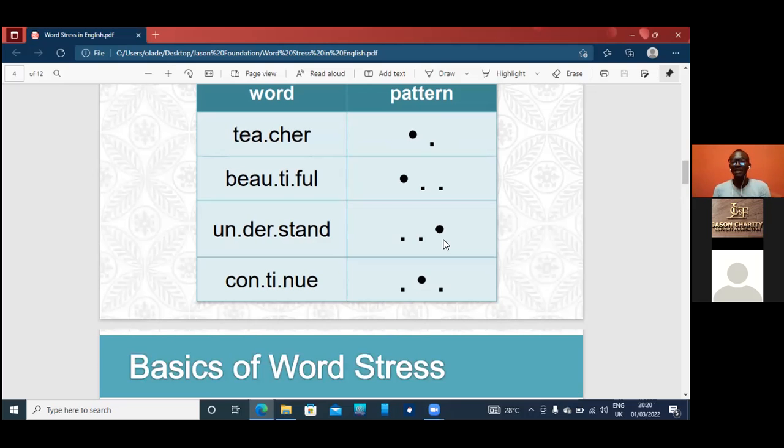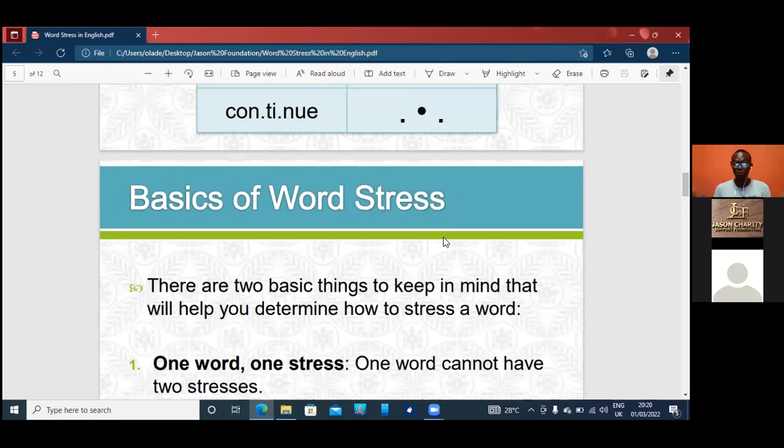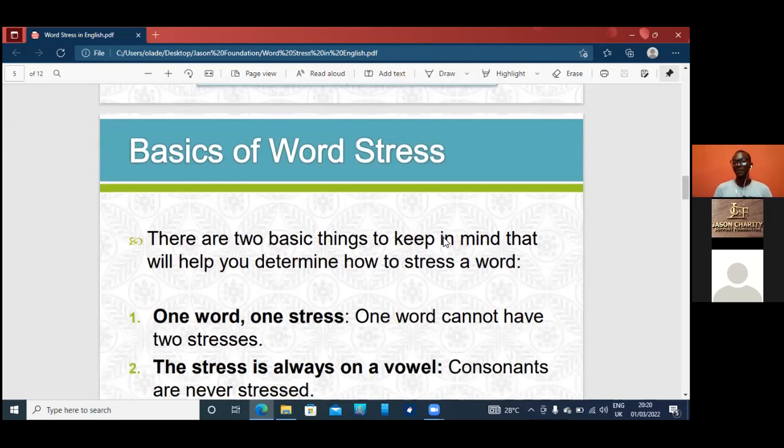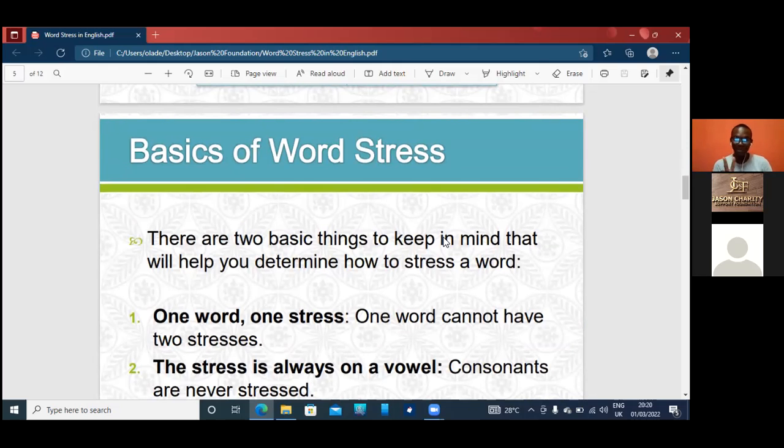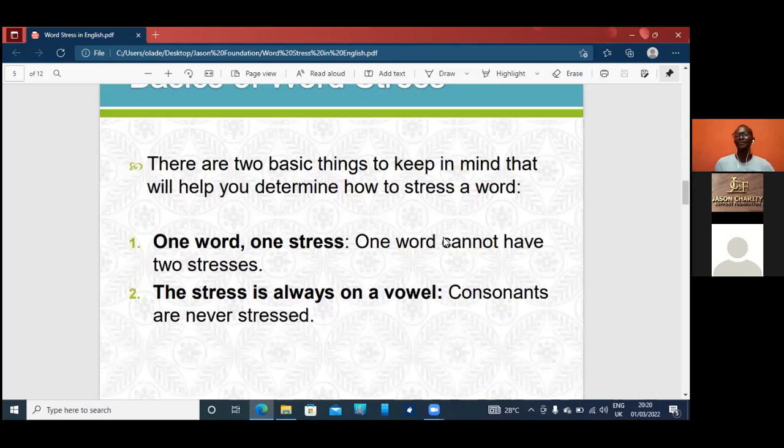Now we then look at the basic word stress, and there are rules that govern word stress. So there are two basic things to keep in mind that will help you determine how to stress a word. The first one: one word, one stress. A word can only have one primary stress. One word cannot have two stresses. Primary stress has to be on one syllable in a word. You can have two stresses, but then the second one will be what we call secondary stress and not the primary stress.